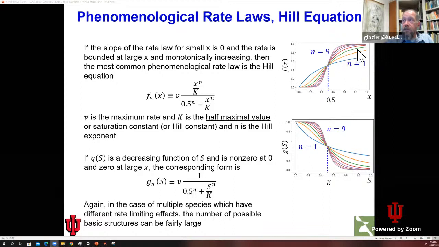All of these have a sigmoid form, provided that n is bigger than 1. If n is 1, we recover the Michaelis form. They all have the property that when x is equal to k, f of x is a half, which is nice. They all have the property that they're 0 at 0. They all have the property that at infinity they go to 1.